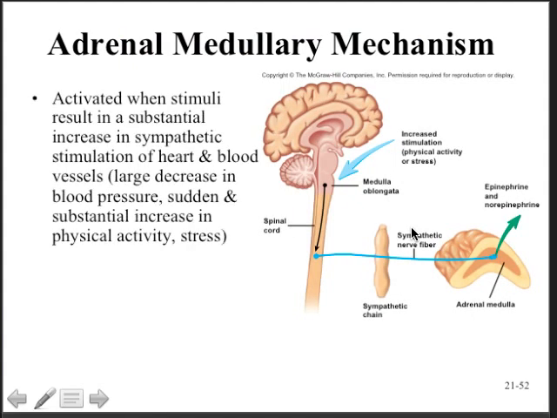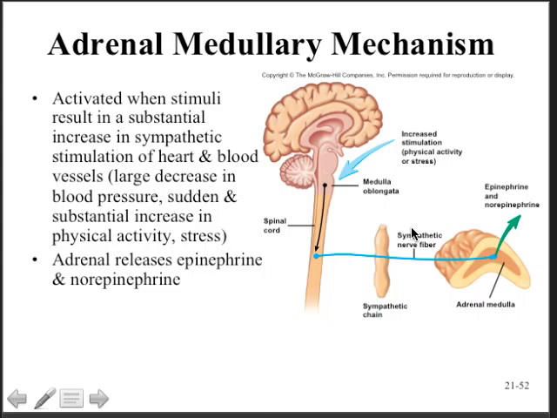Okay, the adrenal medulla is a major player in maintaining blood pressure as well. Remember, the adrenal medulla, when innervated by the sympathetic division of the ANS, is going to release epinephrine and norepinephrine into the blood. What this is going to do to peripheral resistance is we'll see a substantial increase in sympathetic stimulation of the blood vessels, and we'll see a large decrease in blood pressure, or a sudden and substantial increase in physical activity or stress. All of these will trigger stimulation of the medulla.